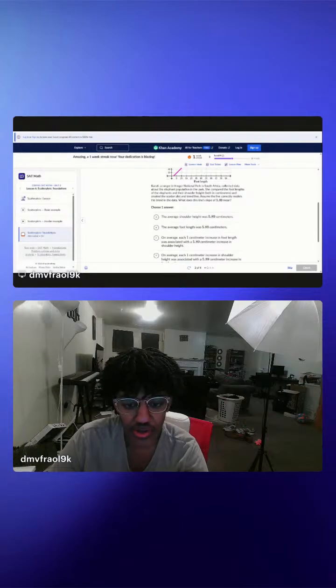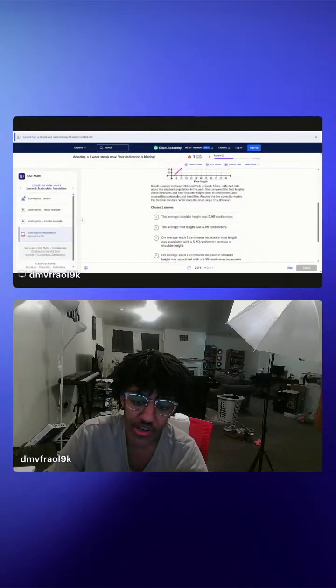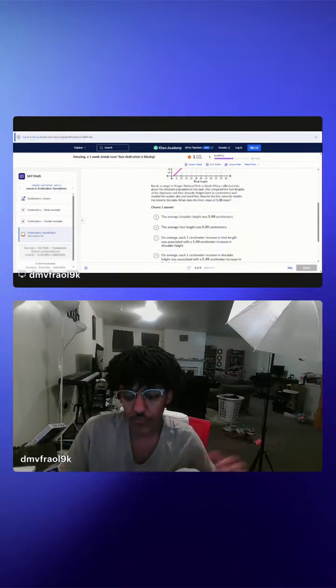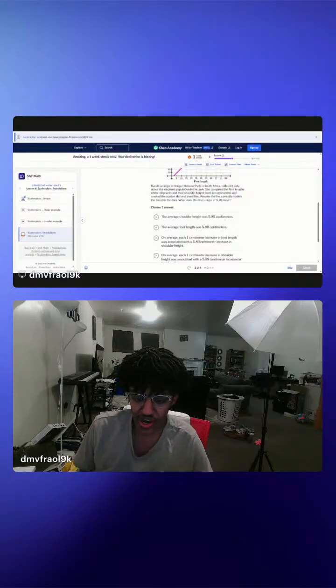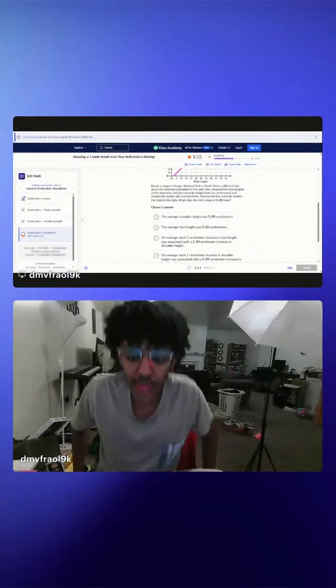Marita, a ranger in Kruger National Park in South Africa, collected data about the elephant population in the park. She compared the foot length of the elephants and their shoulder height, both in centimeters, and created a scatter plot and trend line. Assume the line correctly models the trend in data. What does this line's slope of 5.89 mean?